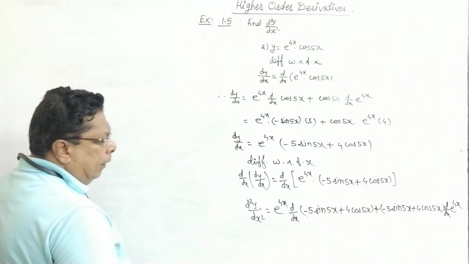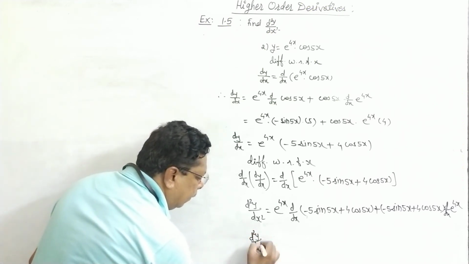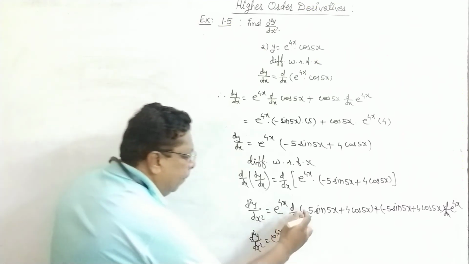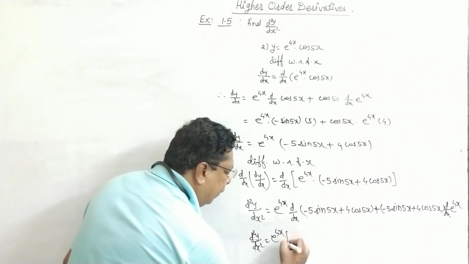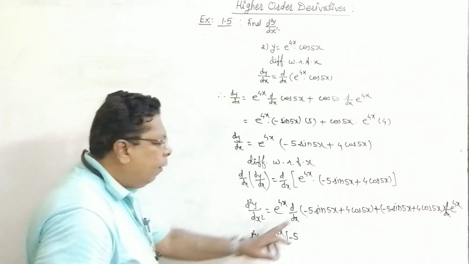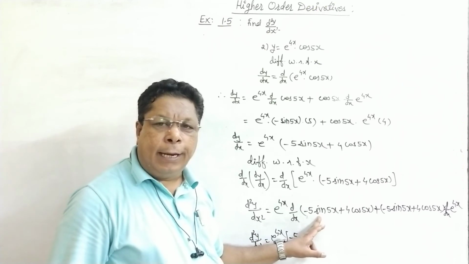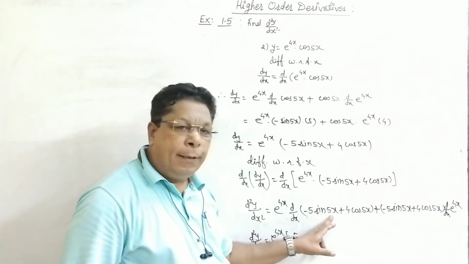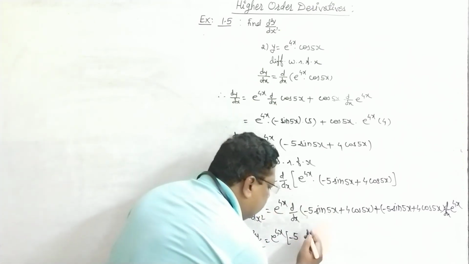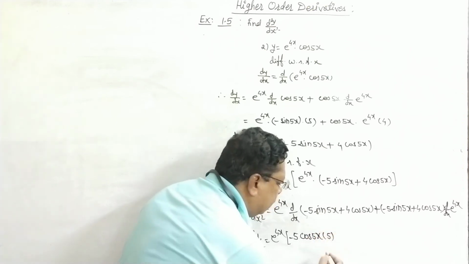So therefore d square y by dx square is equal to e raised to 4x minus, इसका डेरिवेटिव minus 5, डेरिवेटिव ऑफ sin phi x. Derivative of sin x is cos x. Here use the formula sin fx. Derivative of sin fx is cos fx into f dash x. Here fx is equal to phi x. So derivative of sin phi x is cos phi x into derivative of phi x is phi.